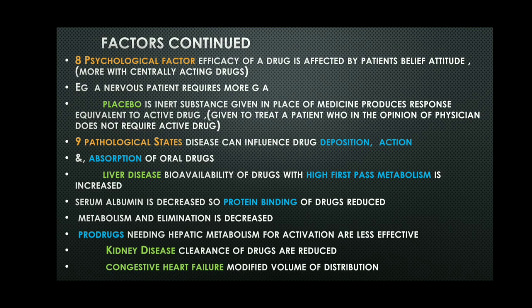We know what the liver does actually, it metabolizes and it eliminates. So obviously these things also get affected. Now prodrugs: we know that when metabolism happens in the liver, it converts prodrugs into active ones. So if we are having disease in the liver, prodrugs needing hepatic metabolism for activation are going to be less effective. We get it, right?